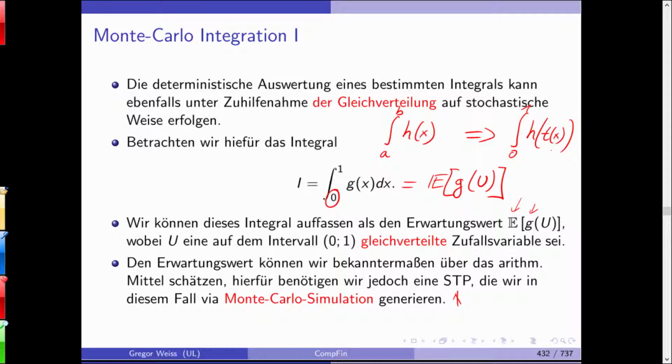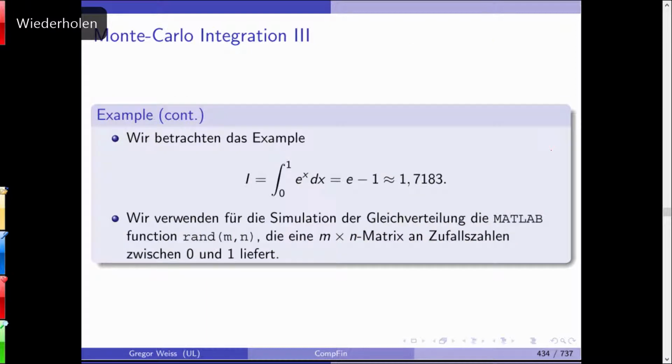Yeah, and then we can do this here. We are trying to approximate this integral of just the exponential function. You know this, you can calculate it analytically. It's the exponential function minus 1, and it's approximately, if you use your own calculator, 1.7183. And we now use the function in MATLAB, rand(m,n), and it generates an m times n matrix of random samples from a uniform distribution on the open interval from 0 to 1.